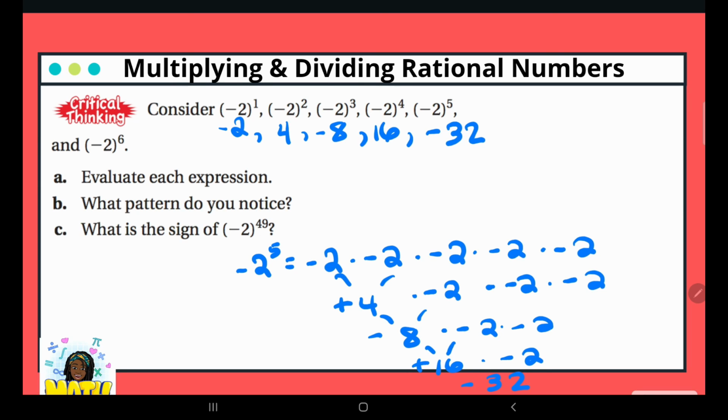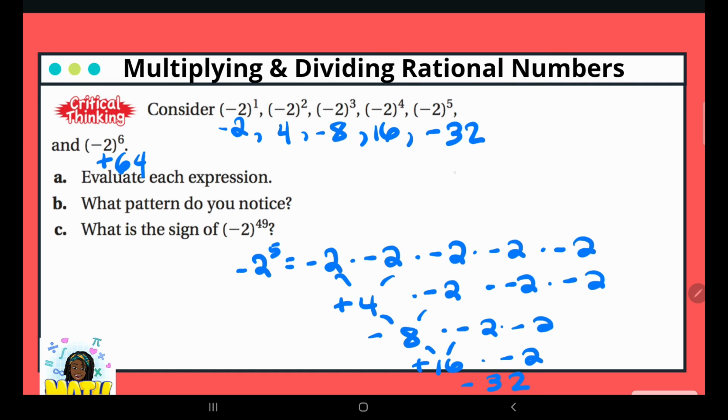So what can you assume? Is negative 2 to the 6th going to be positive or is it going to continue being negative? Try it on your own and let me know. If you found that negative 2 to the 6th will be positive, then you are absolutely correct. It will be a positive 64.